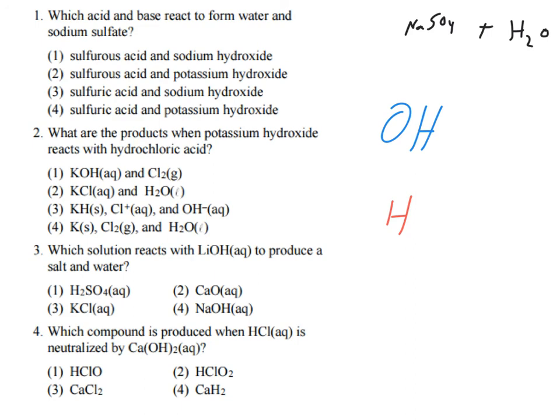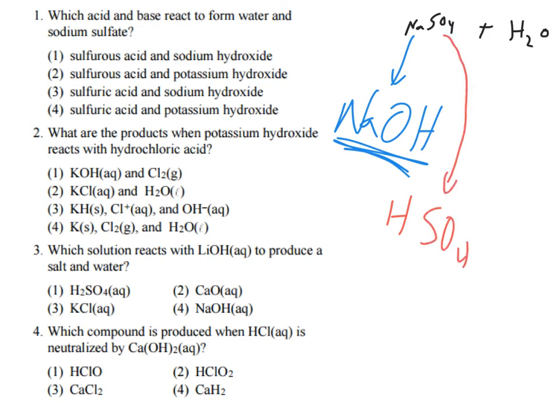I happen to know, if I'm looking on table L, and also kind of from memory because I do it all the time, NaOH is a very common base. That's sodium hydroxide. So that's a really quick thing that you can just check on table L. Table K should have HSO4 as well. That's sulfuric acid. So that should give us our answer right there. Sulfuric acid and sodium hydroxide. That means it's going to be this one. Sulfuric acid and sodium hydroxide.